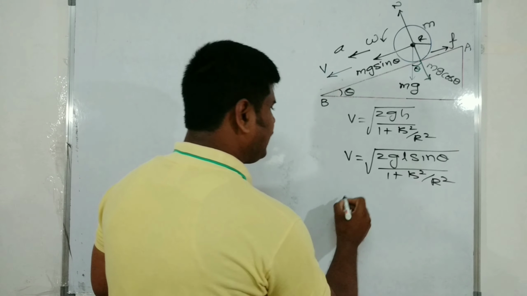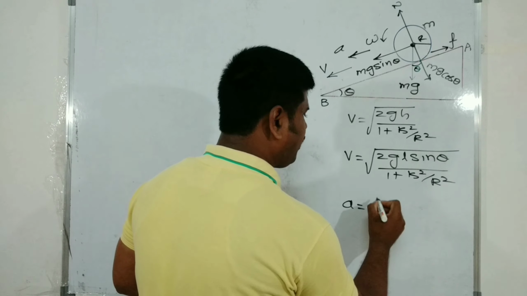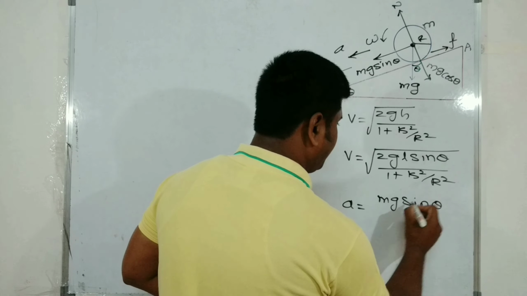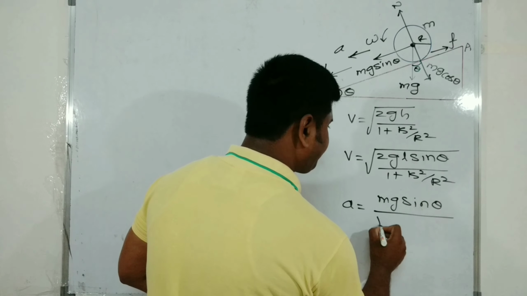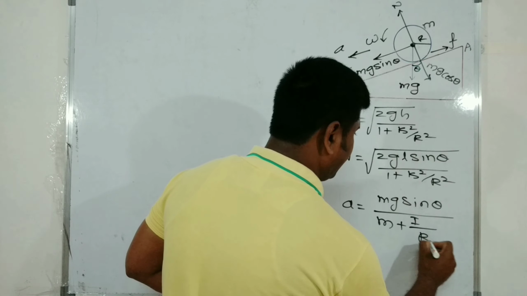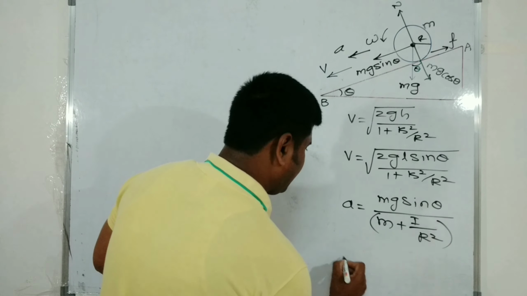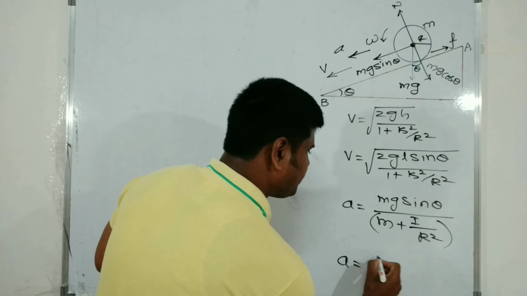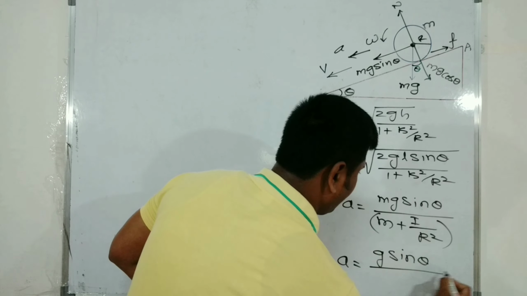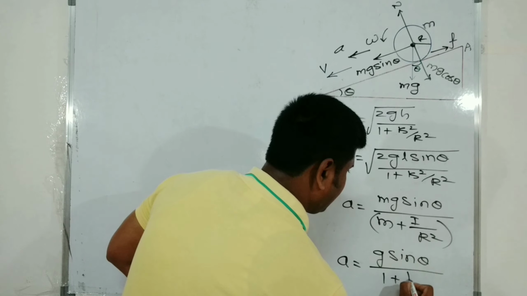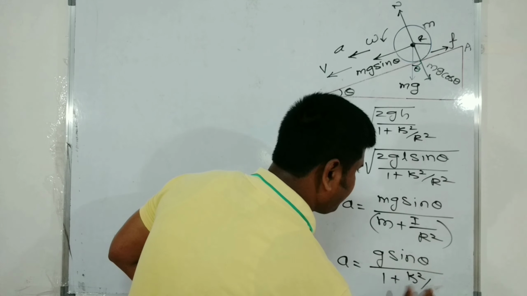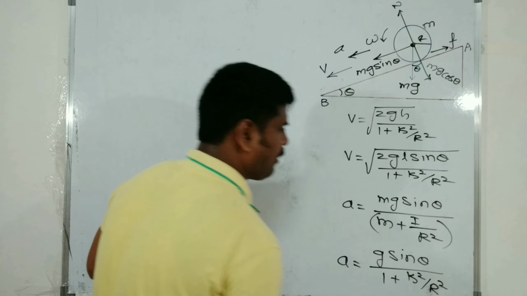Okay, and next one is acceleration a, which is equal to mg sine theta divided by m plus moment of inertia divided by r square. And the second formula for acceleration is g sine theta divided by 1 plus k square divided by r square.